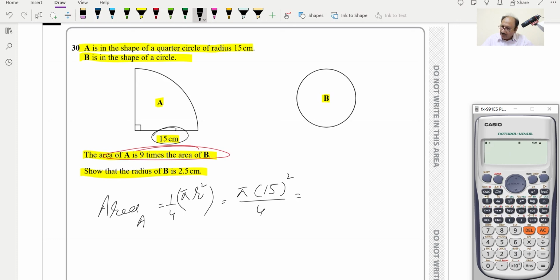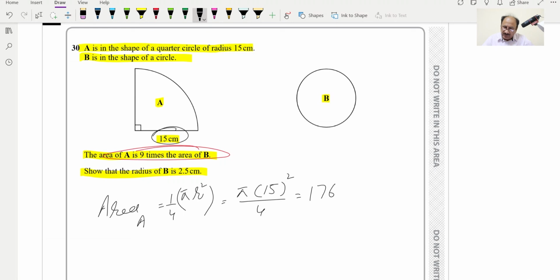So pi, and 15 squared divided by 4 is equal to, basically we have to write here a multiplication symbol. So it will be 225 over 4 pi, in decimal format 176.71 centimeters squared, because this is area.